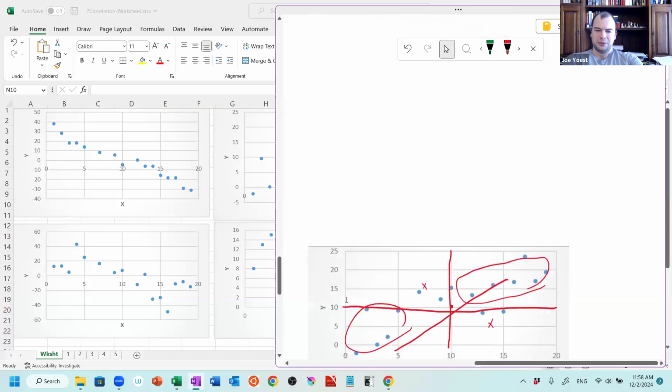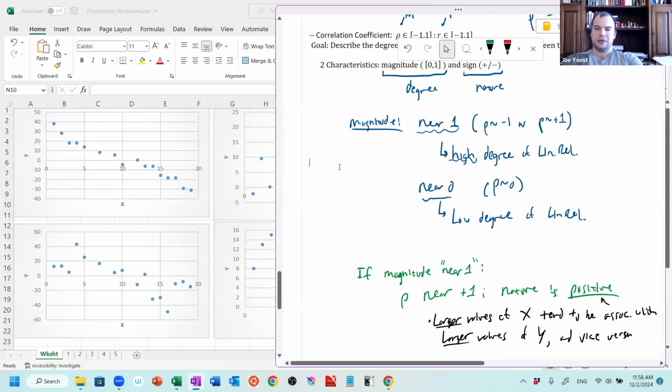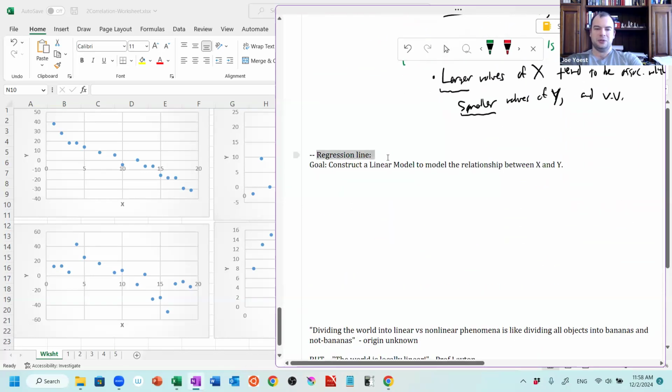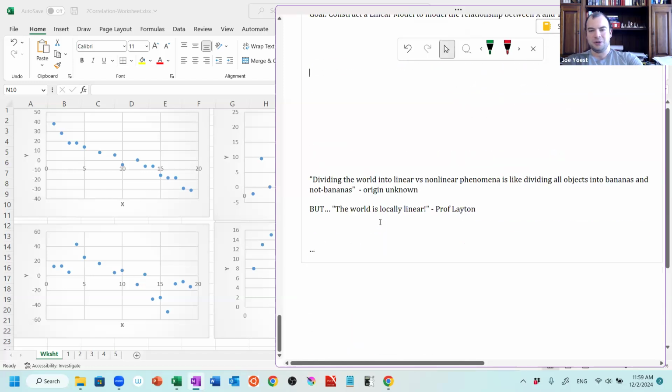Okay, so we discussed correlation coefficient. Today, when we come back, we're going to make the jump to discussing the regression line. We're going to use the idea of correlation and also this rough idea of drawing lines. We're going to try to draw a regression line, to make a linear model that models this relationship between X and Y. I was hoping we'd get to this today, but we didn't quite. The quote of the day for today is "The World is Locally Linear" by Professor Layton, or this other funny one, which we'll get to next time.